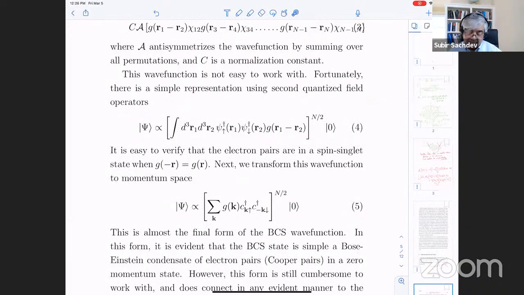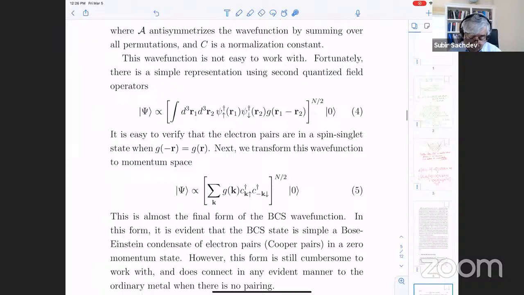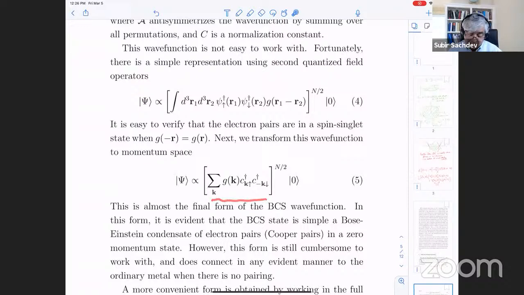So now let's go to Fourier space, just do a Fourier transform to momentum space. And then a simple momentum transform will give you this. This is almost looking like the way BCS wrote it down. So it's a sum on K, G of K, where G of K is just the Fourier transform of G of R1 minus R2. And then when you do the Fourier transform, you get C dagger K up and C dagger minus K down. So this is simply the statement that the electron pairs have zero center of mass momentum.